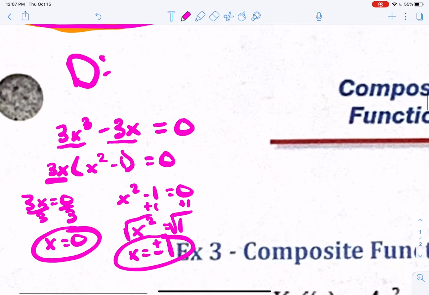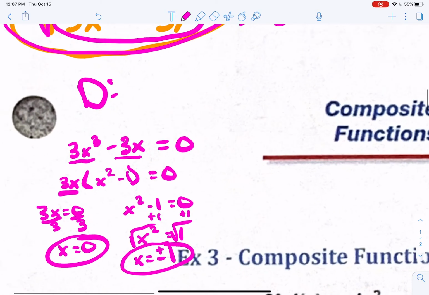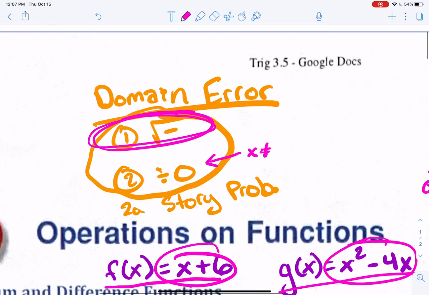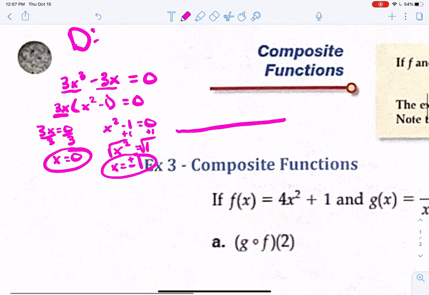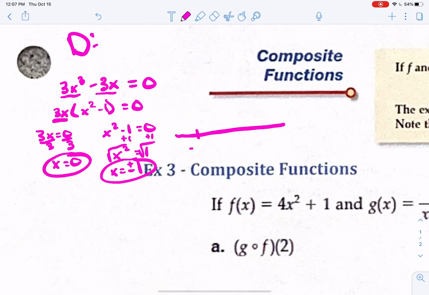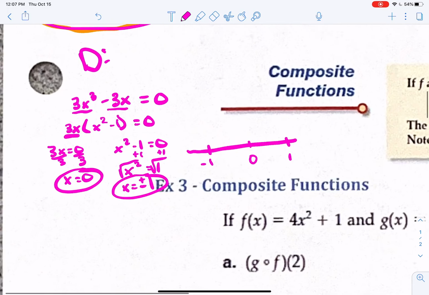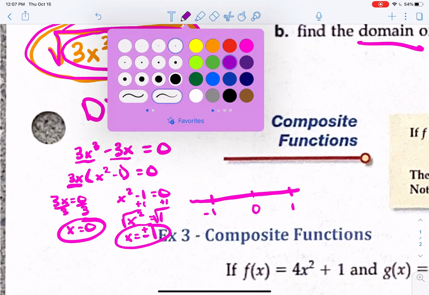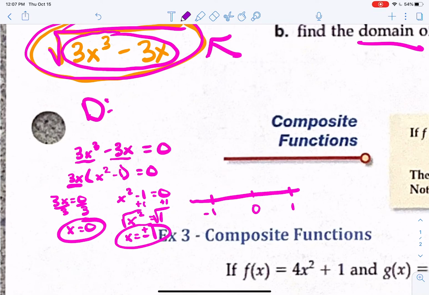Now, we have found those 3 points. And then the last thing that we have to do, this is what makes this a little bit harder to do. That's why this one is more work than the second one, is that we have to put this on a number line. So I'm going to start by putting this on a number line, -1, 0, and 1. Those are our 3 numbers that we have. I'm going to put them in order on a number line and see what numbers we are allowed to plug in and what numbers we are not allowed to plug in.